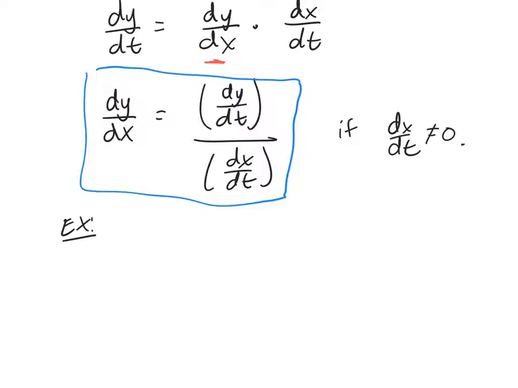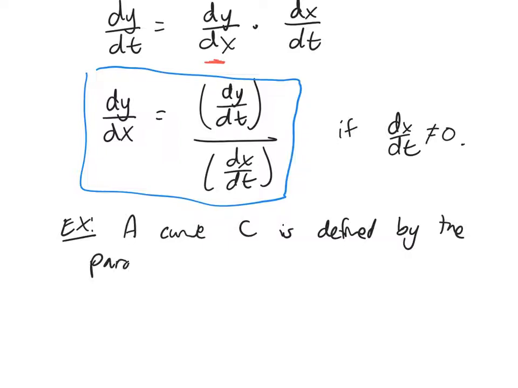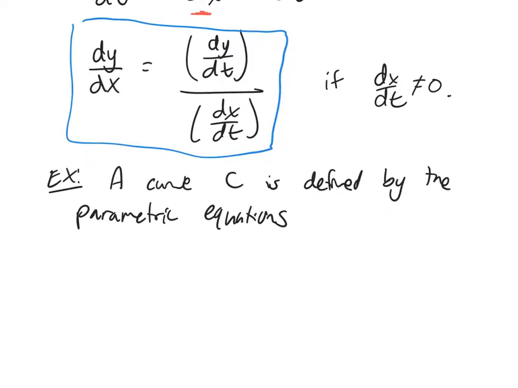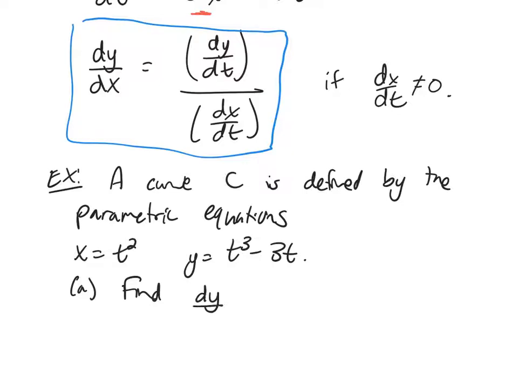Let's say I have a curve C defined by the parametric equations. So the equations are going to be x is t squared, y is going to be t cubed minus 3t, and I want you to first find dy/dx. Find the derivative for me.